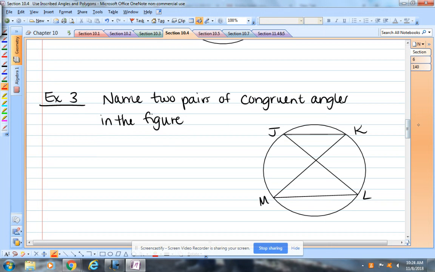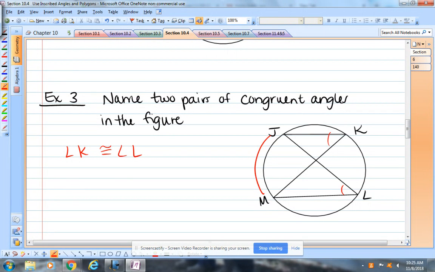All right, so this one you don't have to write down. Just pay attention with me. Name two pairs of congruent angles in this figure. Angle K and angle L both intercept JM. So angle K is congruent, not congruent, it's one squiggle, two equals, to angle L. What else?